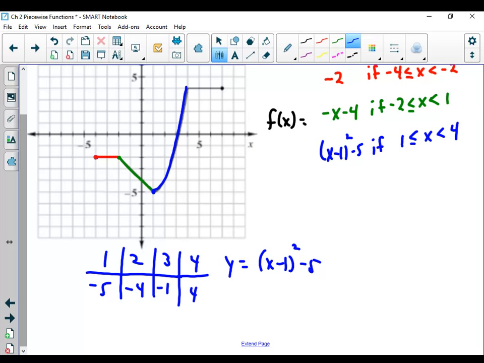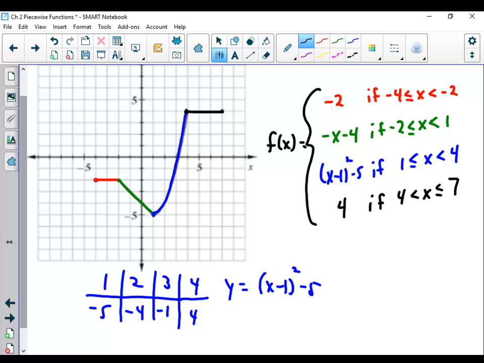And then we got the last part. The last part was the horizontal line again. And that was when the value was 4. What it goes 7. And so if I were writing an equation for that piecewise function, that would be the equation I would come up with. And again, I can test it by looking at the table and seeing what values we have in there, making sure they match.